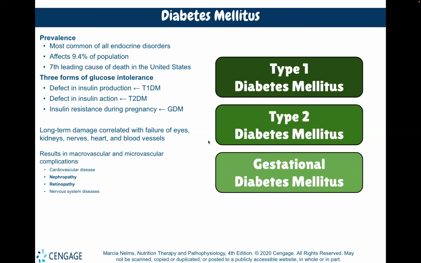Now, what you need to know about diabetes is that because of the systemic impact of high blood glucose or hyperglycemia, we can see long-term damage to a variety of organs.